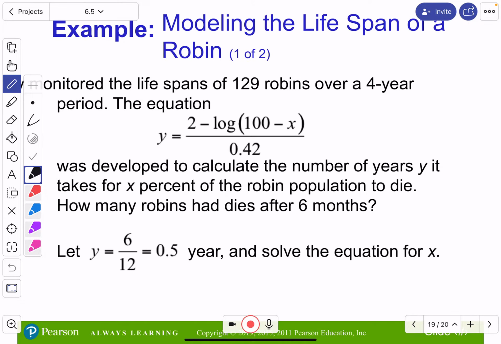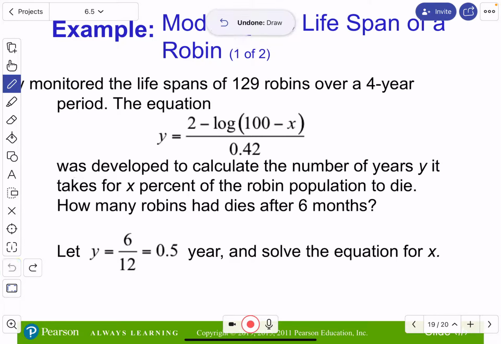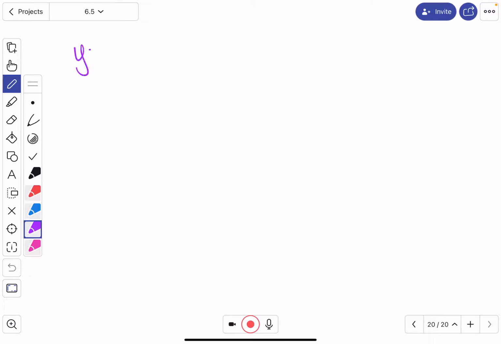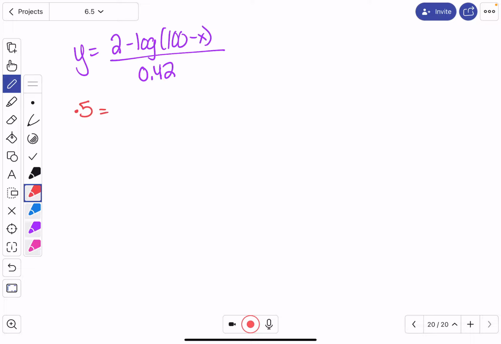All right, so here's another one. Someone monitored the lifespans of 129 robins over a 4-year period. And here's the equation they got. We want to know how many robins had died after 6 months, which is half a year. So if we use that equation, 2 minus log 100 minus x over 0.42, and we want it to equal a half. So we put 0.5 in for y.